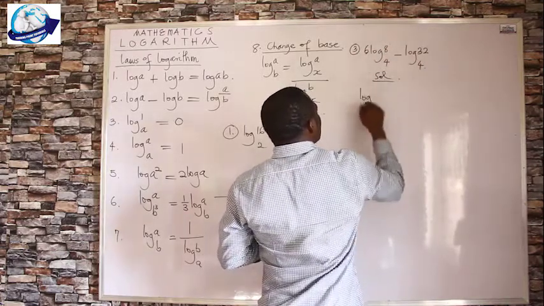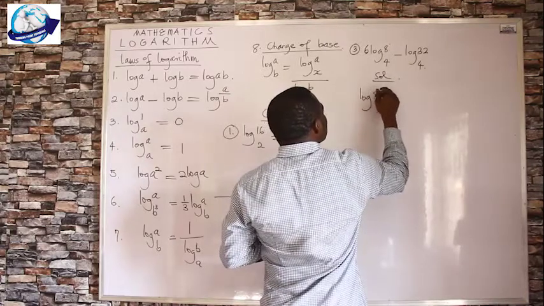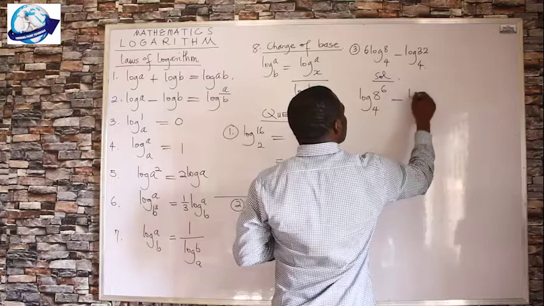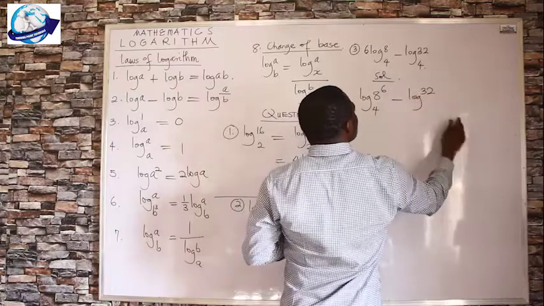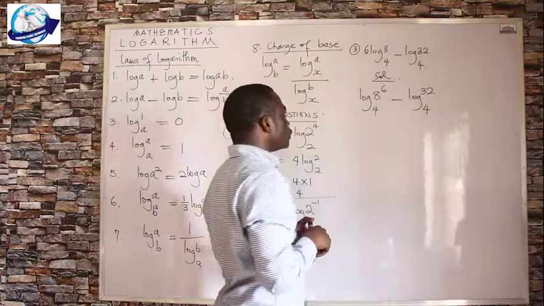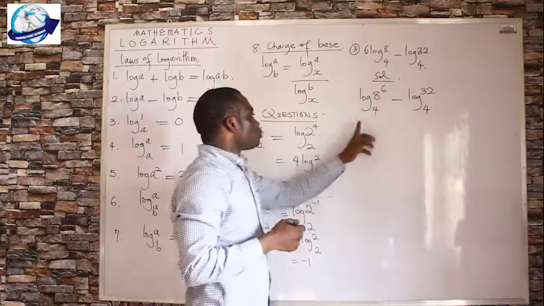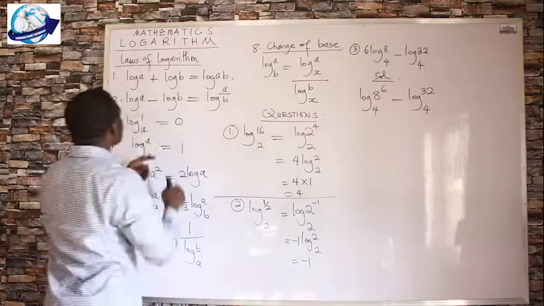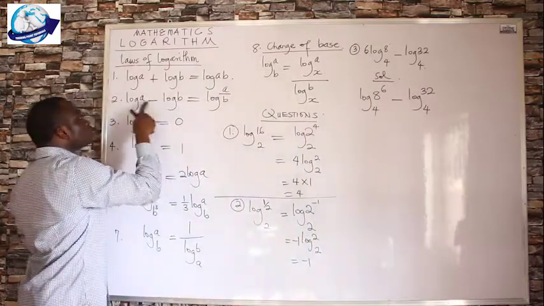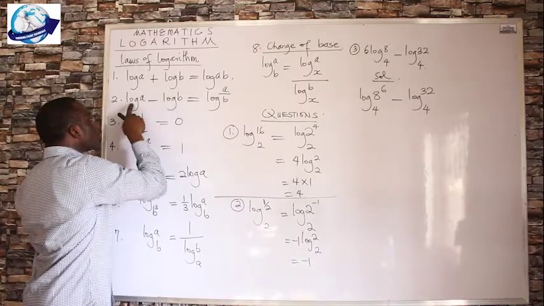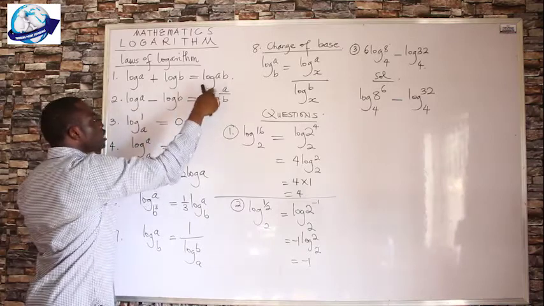You have log 8 raised to the power of 6 base 4. Don't be afraid to do that. Minus log 32, base 4. The next thing to do is this. Don't forget that both of them carry the logarithm, and the law says that when you subtract logarithms, you divide. So that's why log A minus log B is log of A divided by B.